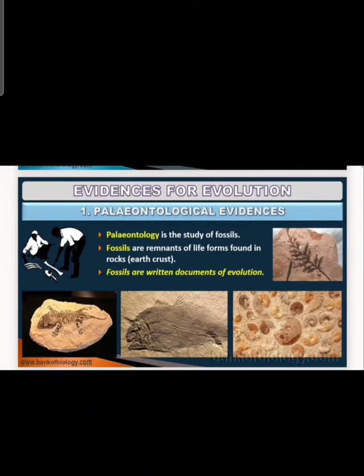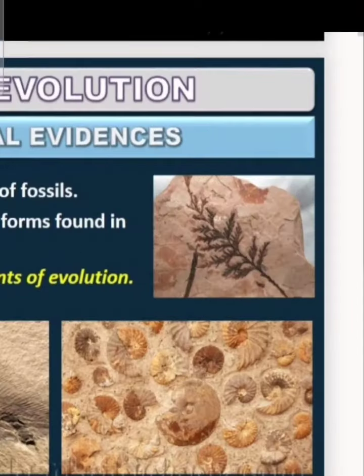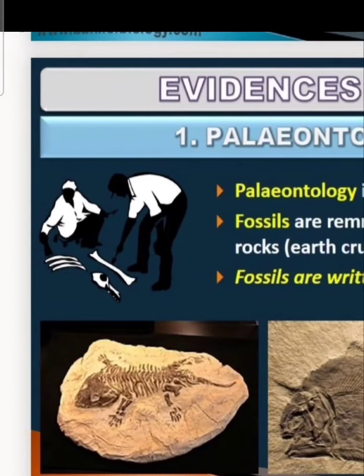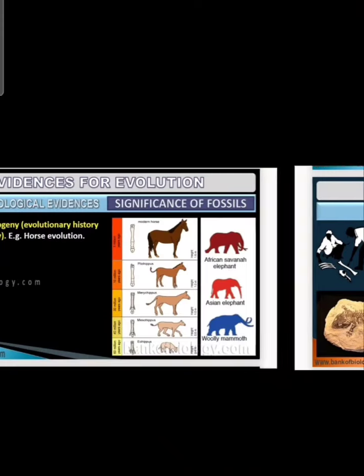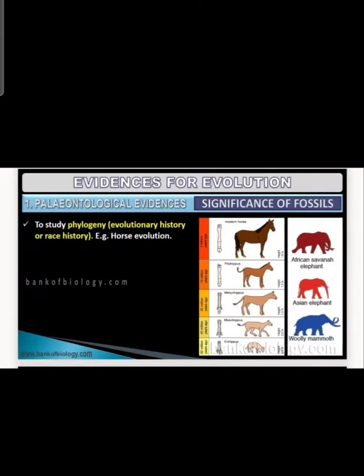So paleontological evidence. Paleontology is nothing but the study of fossils, right? Fossils are remnants of life forms found in the rocks of the earth's crust. So they are written in the documents of evolution. By the fossils that are formed, we can easily find out what kind of life existed so many years ago. So we can study the significance of fossils. Why paleontological evidence? It is to study the phylogeny, the evolutionary history or race history.